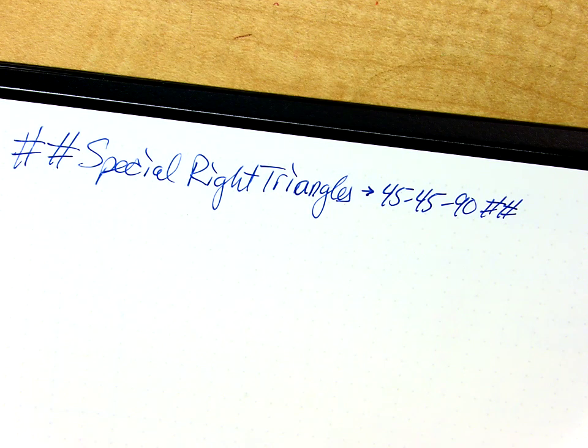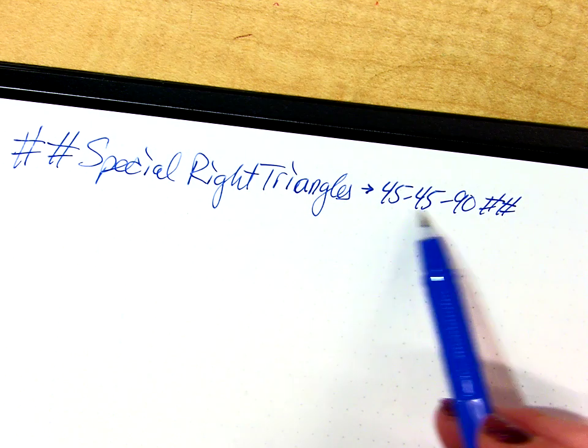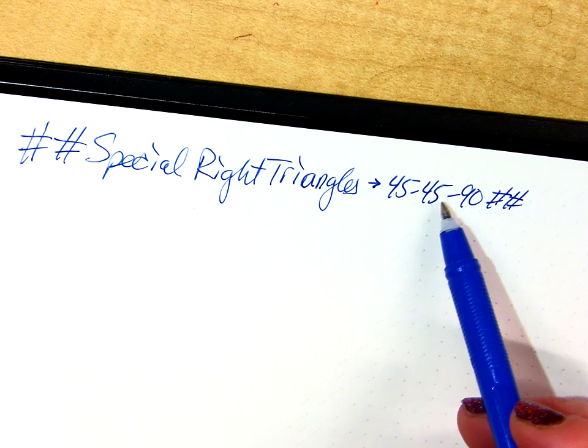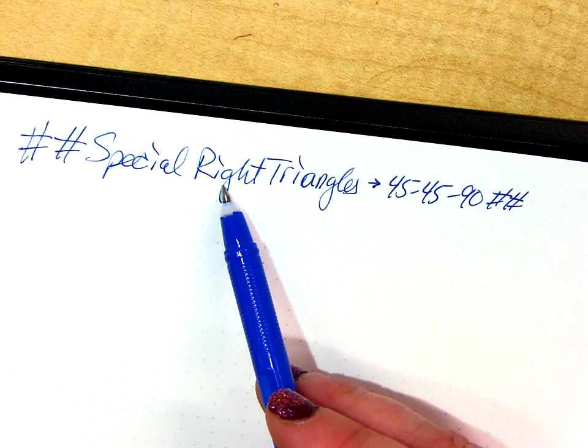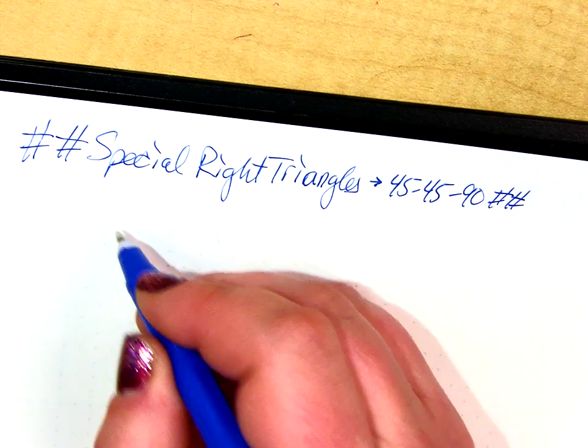Okay, so special right triangles today. We're going to talk about one of two of them, the 45, 45, 90. So the 45, 45, 90 tells you the angles in the triangle, okay? It's obviously a right triangle, and it has these three angles.